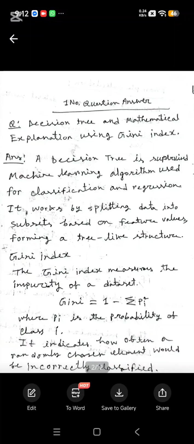For that we use something called an impurity measure, and one of the most commonly used measures is the Gini index. The Gini index tells us how mixed the classes are in a node. If a node contains only one class, the Gini value is 0, meaning it is perfectly pure. And let me explain this with a numerical example.